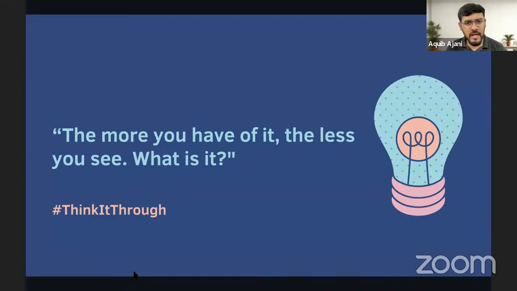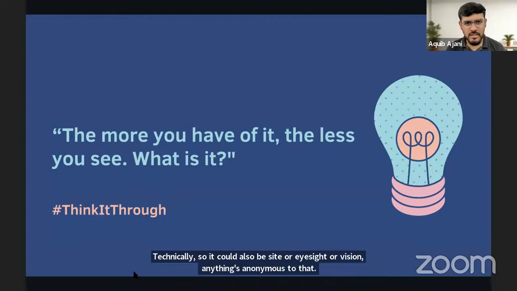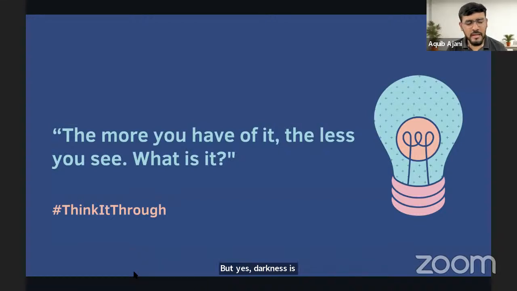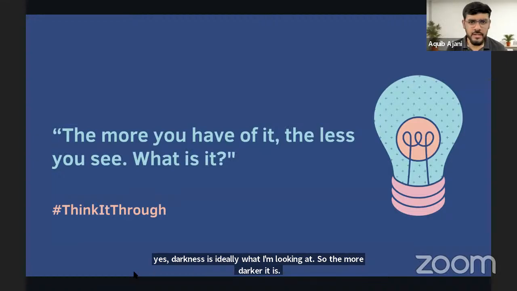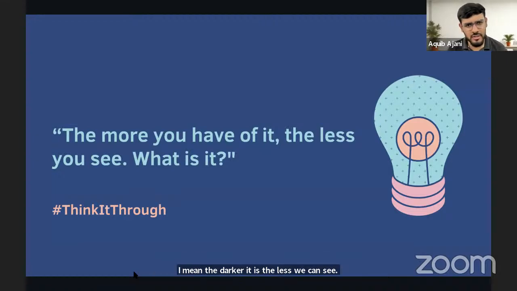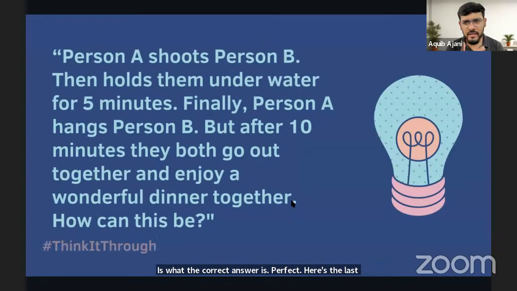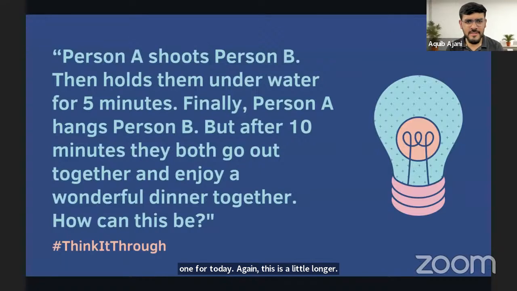Okay, so the correct answer here is darkness, technically. So it could also be sight or eyesight or vision, anything synonymous to that. But yes, darkness is ideally what I'm looking at. So the darker it is, the less we can see. Right? So darkness, sight, vision, anything around those terms is what the correct answer is. Perfect. Here's the last one for today. Again, this is a little longer, but take a minute, think about it, and then put your answers in the chat.